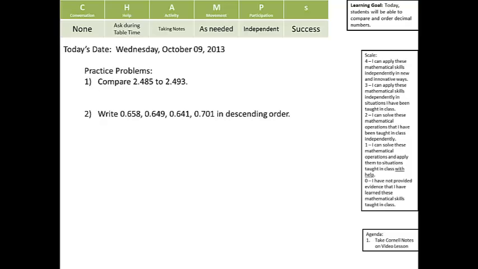Alright, so let's check our answers. The first one, we're going to compare 2.485 to 2.493. And 2.485 is less than, so we're going to use the less than symbol, 2.493. In our second sample problem, we're going to do it in descending order, which means we're going to have the largest number first. And when you do that, this is the answer.